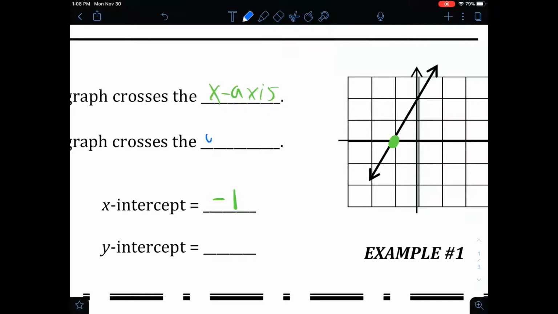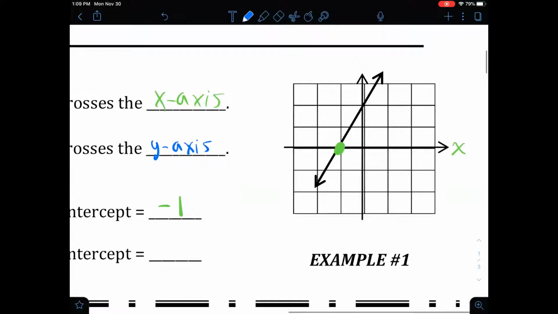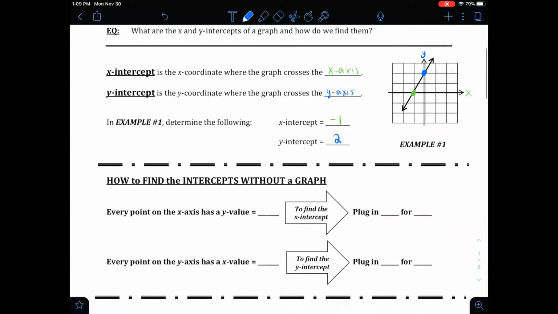Likewise, the y-intercept is where it crosses the y-axis. So where does it cross the y-axis up here? It looks like it crosses right here. What's the coordinates of that point? If we go up 2, is that +2 or -2? It's the y-intercept of +2 when we go up 2. This is the y-axis. So it's literally just where the line crosses the x or y-axis. That's going to be our x or y-intercept. Now, how do we find the x-intercepts without a graph?